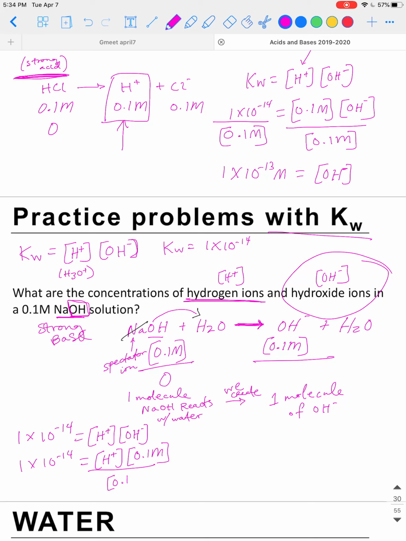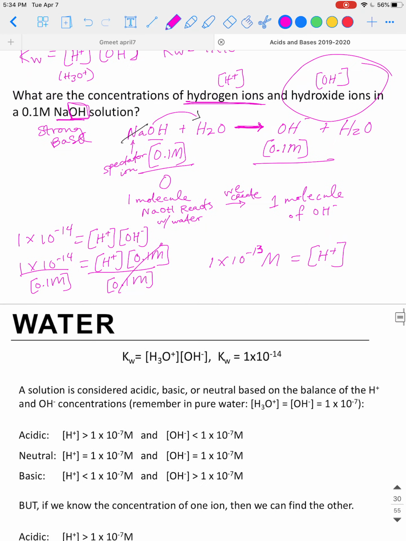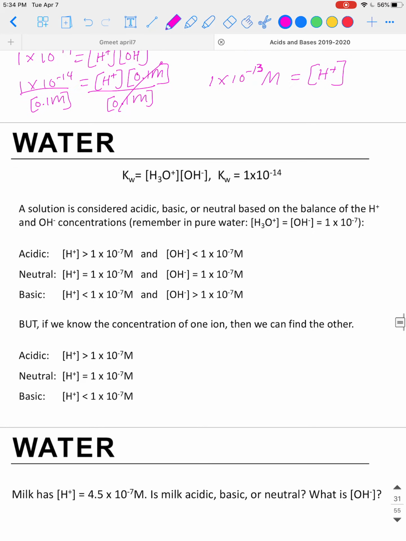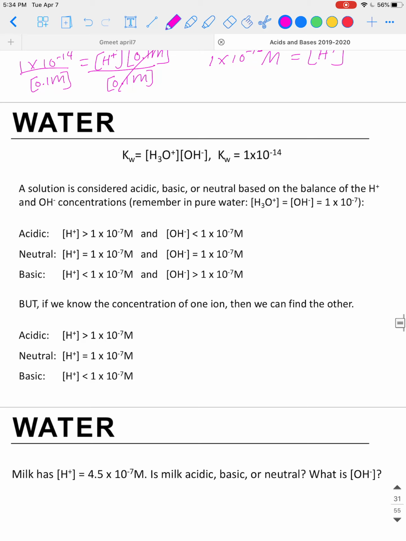So we'll divide both sides by 0.1 molar. That cancels out over here, and you should get 1 times 10 to the minus 13. That's the concentration of H plus here. All right, that's the end of that problem. Last few things, and we'll be done with this series of videos.